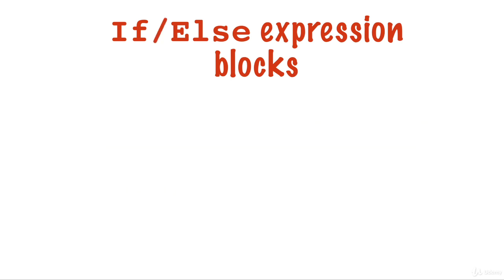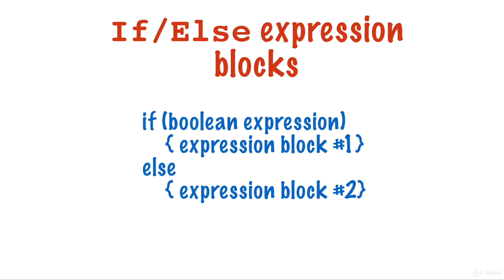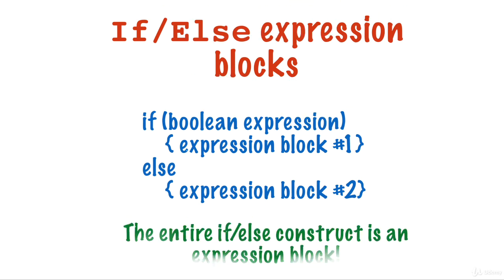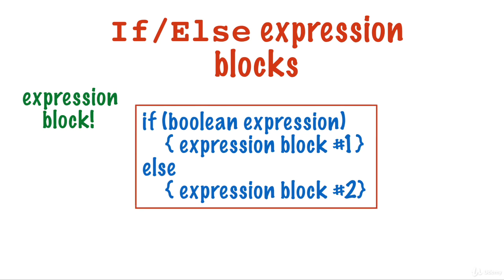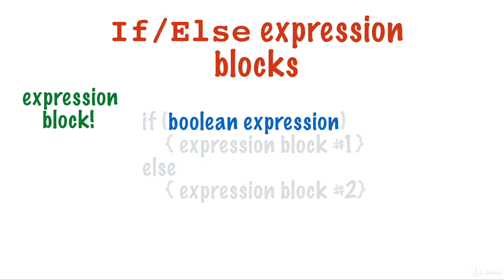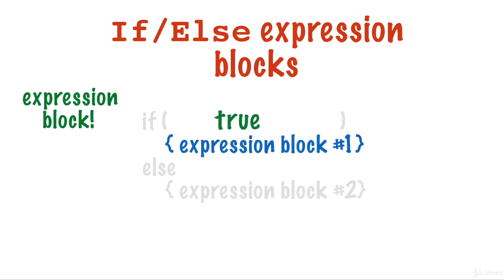In any case, coming back to if-else expression blocks in Scala. If you think about how the if-else construct works, in Scala, an entire if-else construct is a giant expression block. It starts with a Boolean expression which has a return value of either true or false. Depending on the value of this Boolean expression, either expression 1 or expression 2 is going to be evaluated. If the Boolean expression returns true, then it's going to be expression 1 whose return value is the return value of the entire if-else. If the Boolean returns false, then we go into the second expression block.